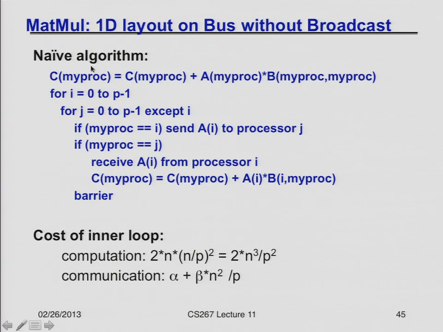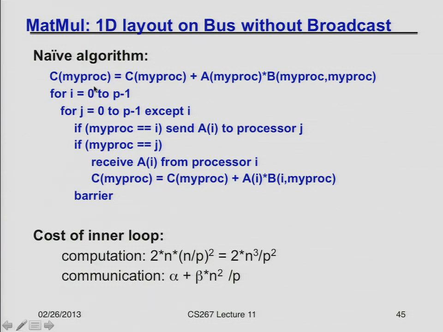So let me do the first one. And so here's the naive algorithm. This is going to assume that each processor owns this block column of A, B, and C. And it's on a bus. It's on an Ethernet. And that means that only two processors can talk to one another at the same time. Because when they're sending bits along that wire, nobody else can talk. That's the way Ethernet works, a little old-fashioned.